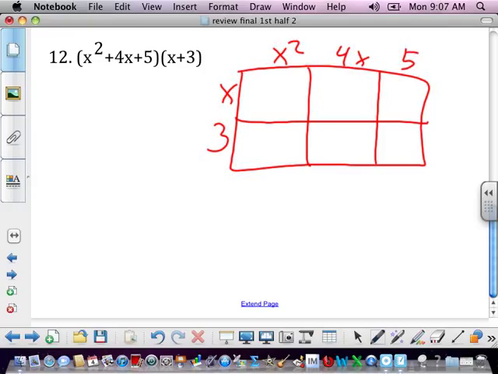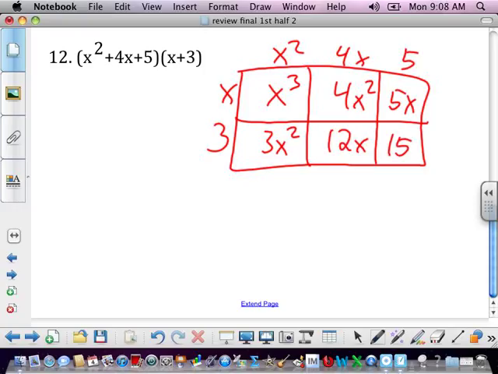Now I'm simply going to multiply. X squared times x is x to the third. X times 4x is 4x squared. 5 times x is 5x. 3 times x squared is 3x squared. 3 times 4x is 12x. And 3 times 5 is 15.